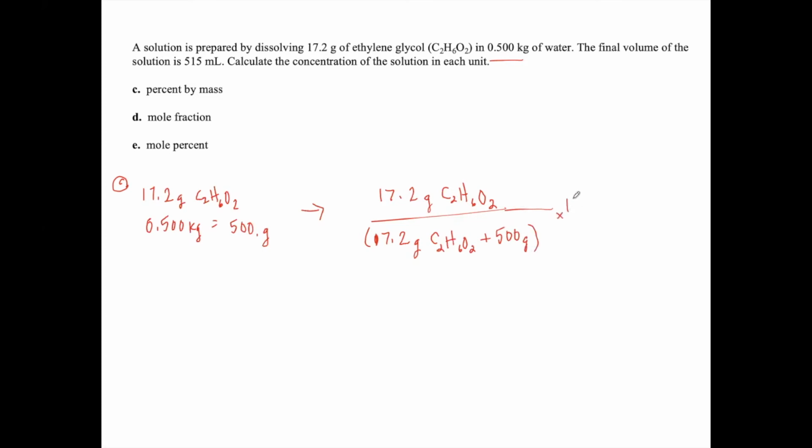Okay, and because it's a percent, you have to multiply it by 100, which ends up being 3.33%. Mole fraction, that's going to be the moles of the ethylene glycol divided by the total moles, meaning the moles of ethylene glycol plus the moles of water. So we already have the moles of ethylene glycol from the previous part of the problem.